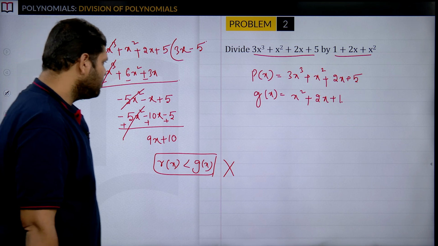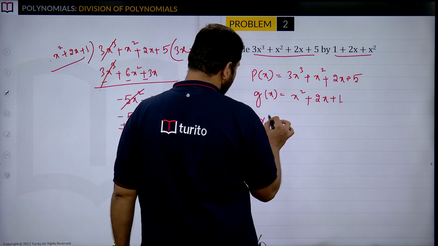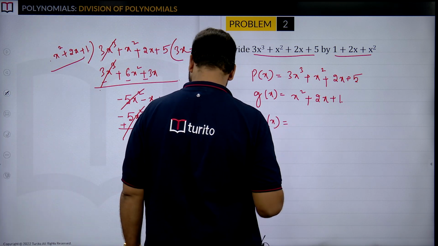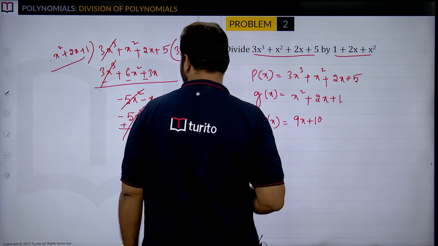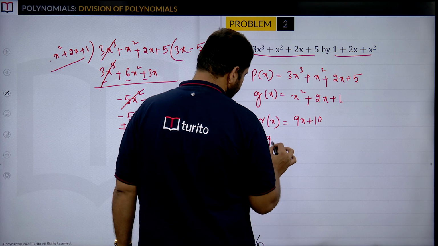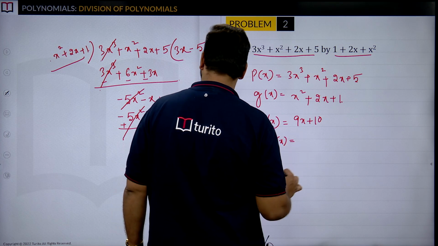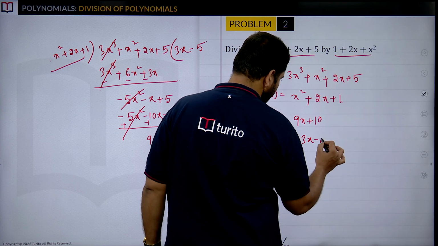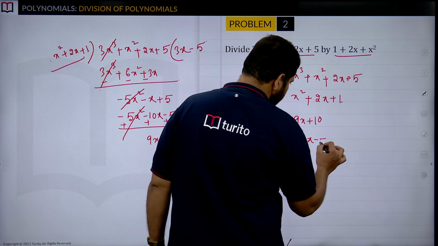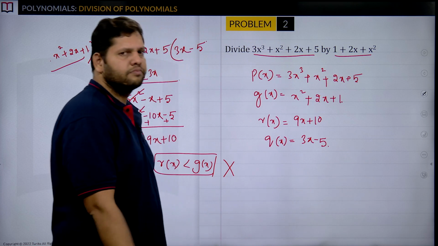Okay, children. So we got the remainder. What is the remainder? r of x is equal to 9x plus 10. And what is the quotient, children? We can say q of x is equal to 3x minus 5.